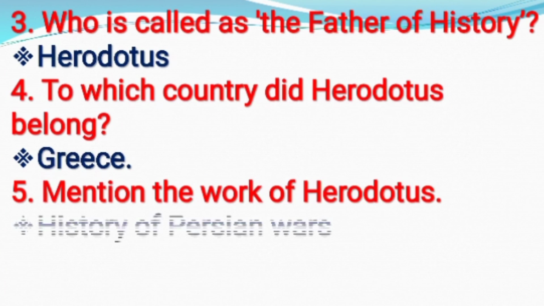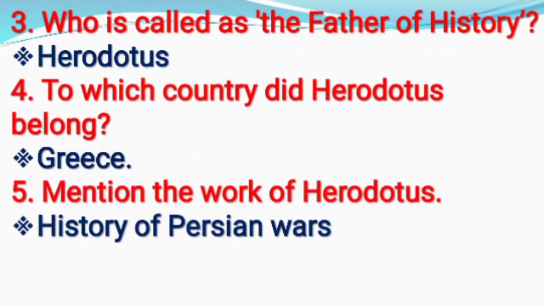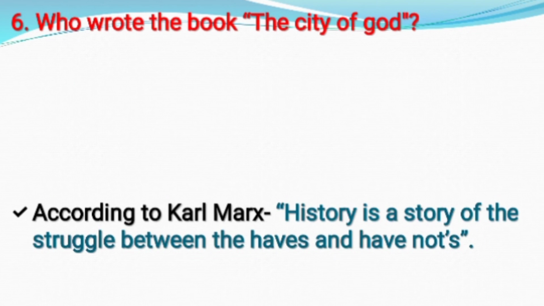Question number 5. Mention the work of Herodotus. History of Persian War. History of Persian War is a book written by Herodotus.